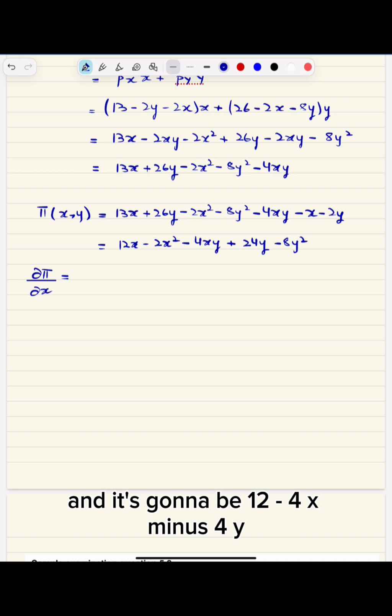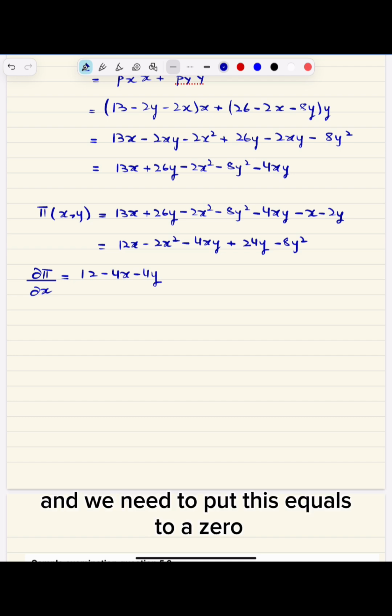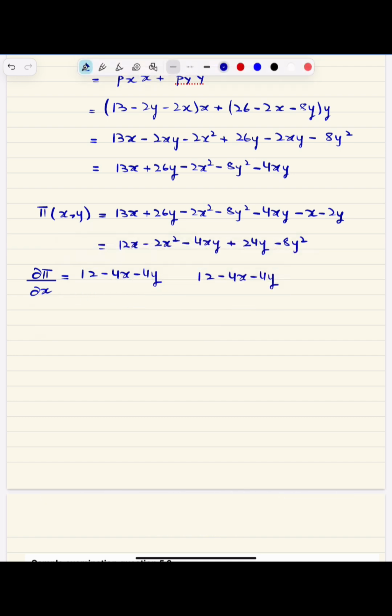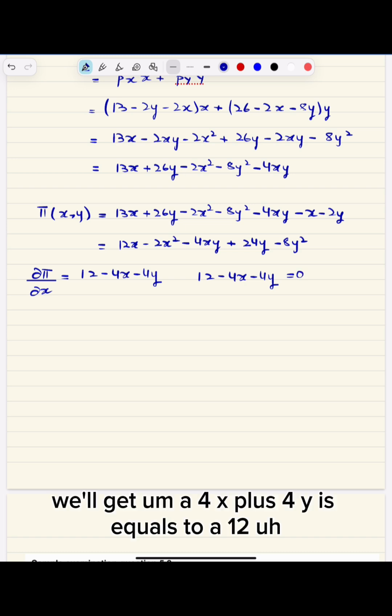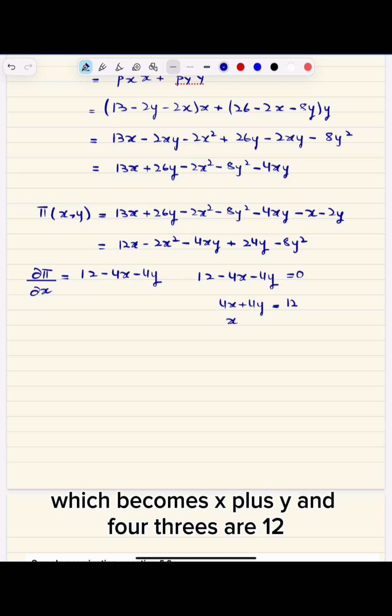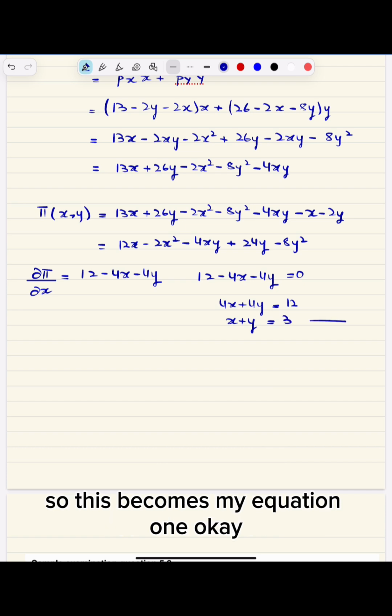Okay, so let's take the partial derivative of the profit function with respect to x. It's going to be 12 minus 4x minus 4y, and we need to put this equal to 0. Okay, we'll get 4x plus 4y is equal to 12, which becomes x plus y equals 3, since 4 3s are 12. So this becomes my equation 1.